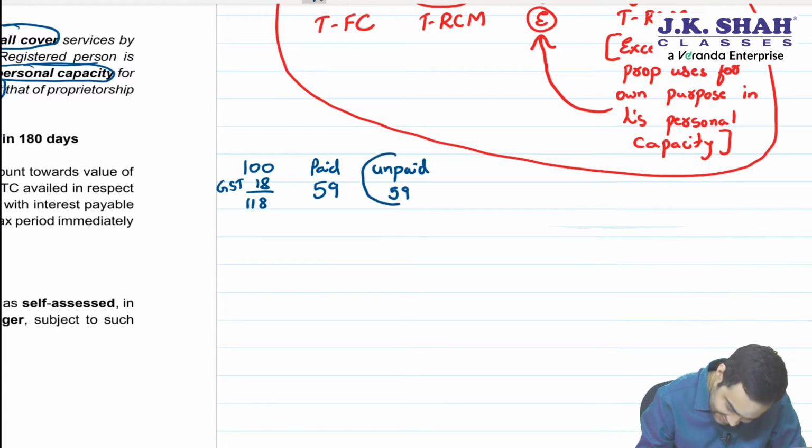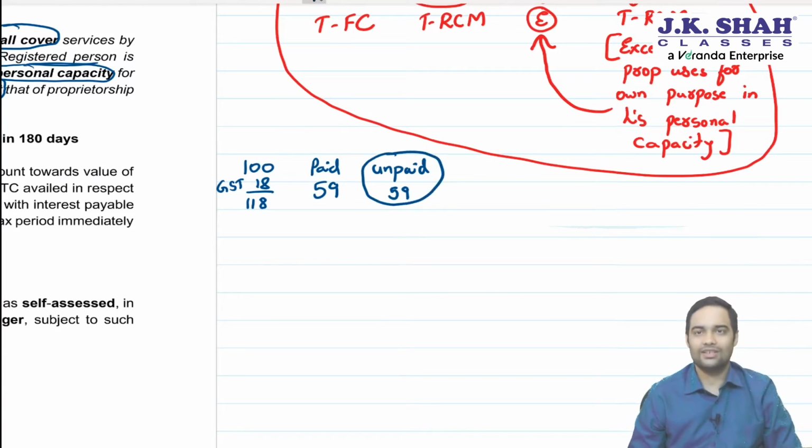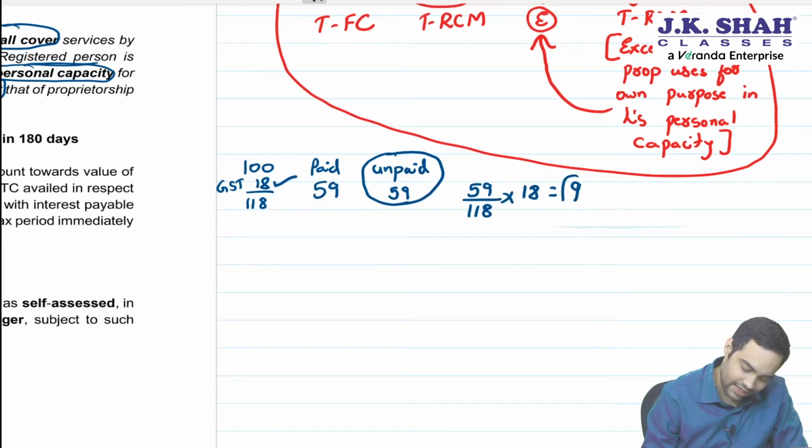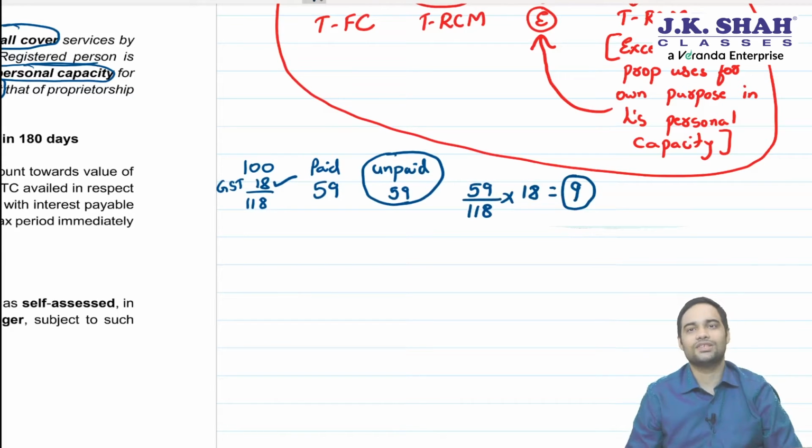In this case, the reversal will be only to the extent of unpaid amount. And say suppose 18 is here, then unpaid amount is 59 and 59 is along with GST. So divide by 118 into 18, which comes to 9 rupees. So I will have to reverse only 9 rupees.